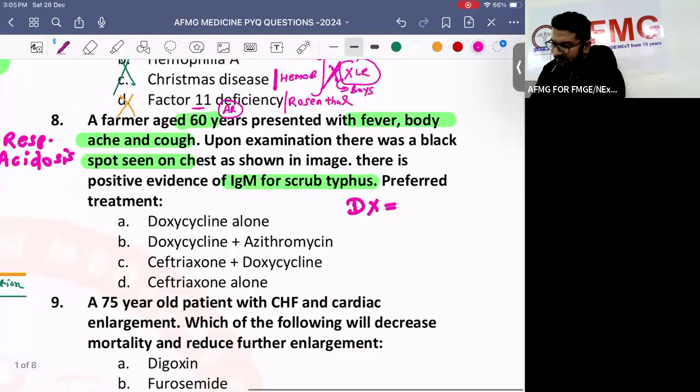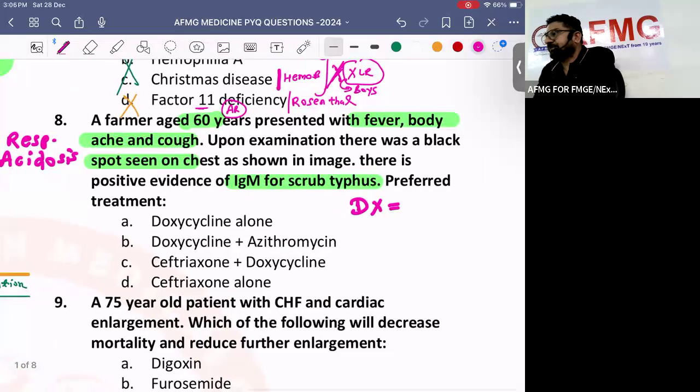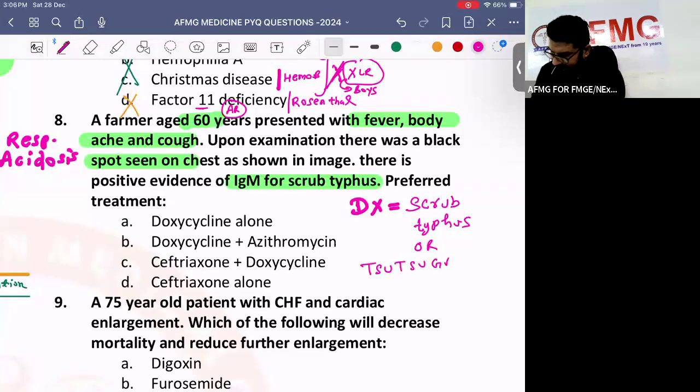So what is another name of scrub typhus? Anyone? Another name of scrub typhus. क्या बोलते हैं उसको? Microbiology. Tsutsugamushi fever. It is a patient with Tsutsugamushi fever. Tsutsugamushi fever है patient को. Now they are asking you what is the treatment.